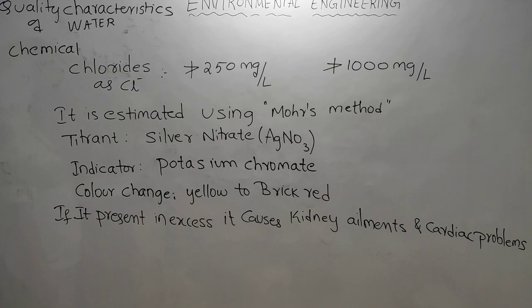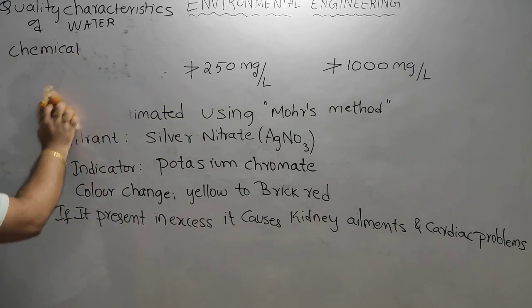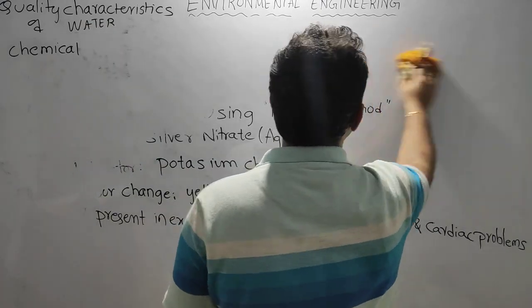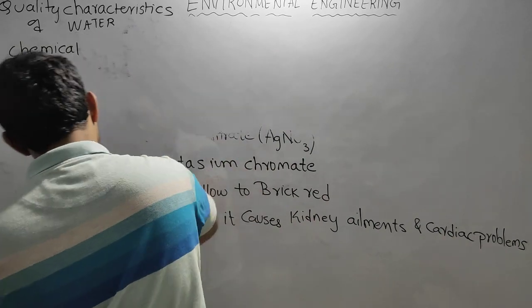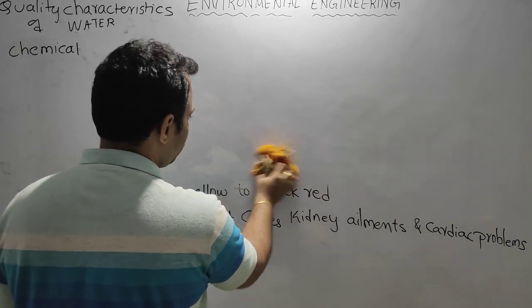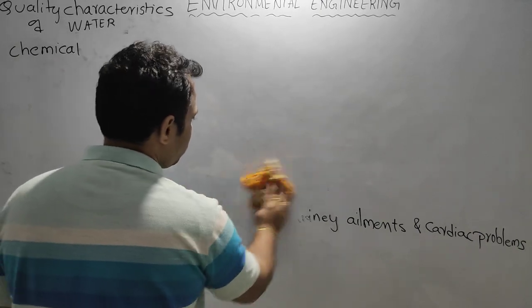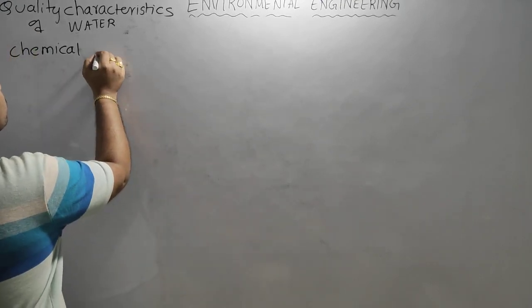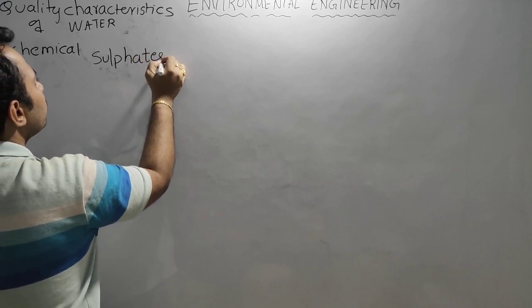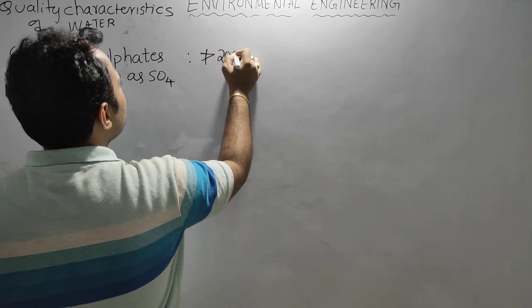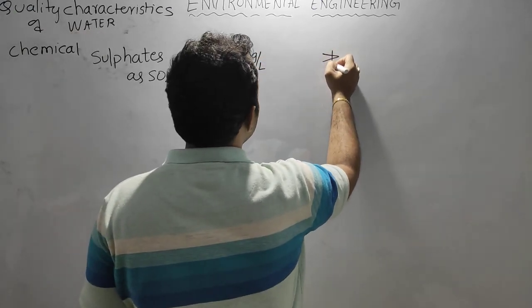The next one is sulfates, as SO4. For sulfates, the limit is that it should not be more than 200 mg per liter, and it should not be more than 400 mg per liter.